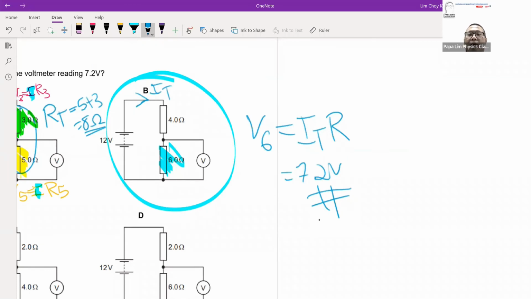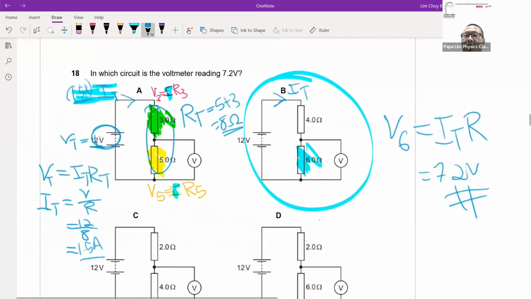So I would say this question looks at the basics of a series circuit, whether the students know how to handle a series circuit. The student must know how to handle it, because this is the very, very basic of your electrical components and electrical circuits.